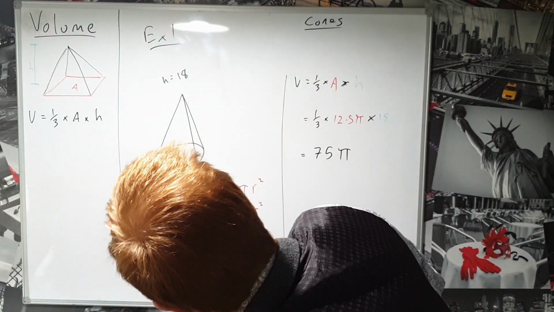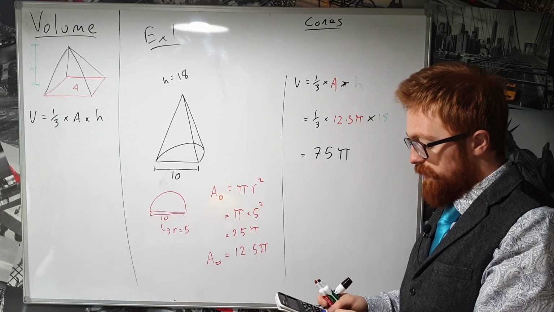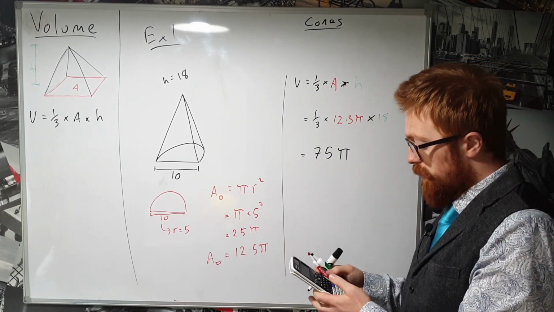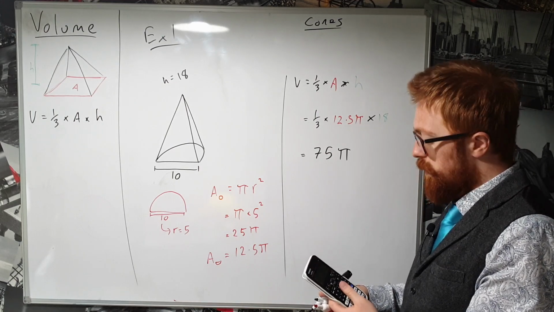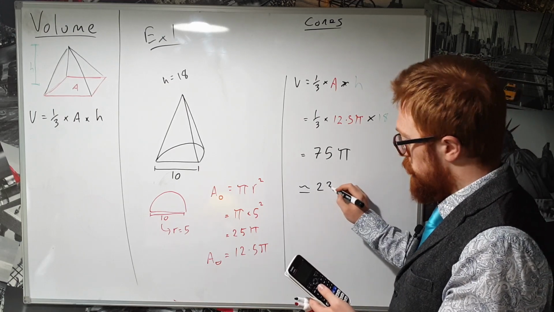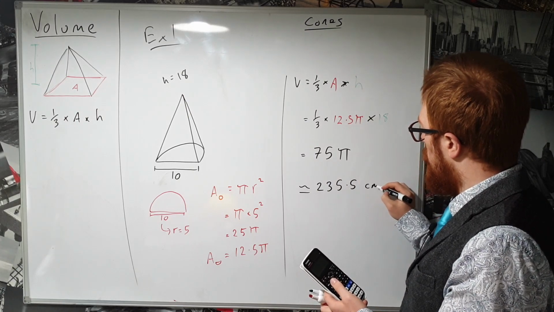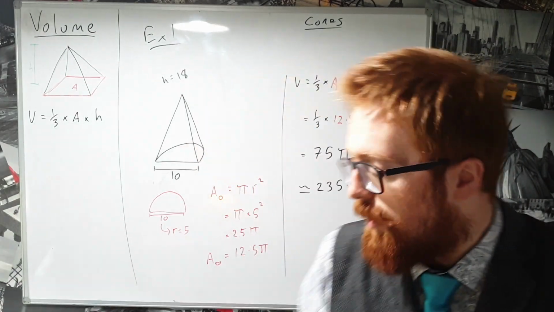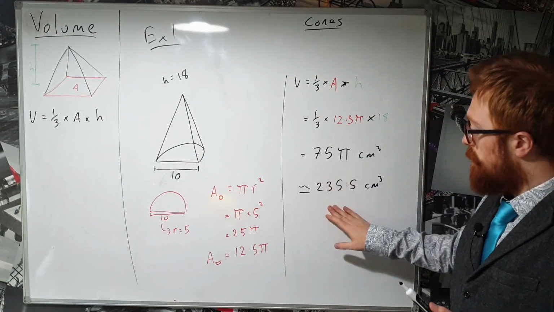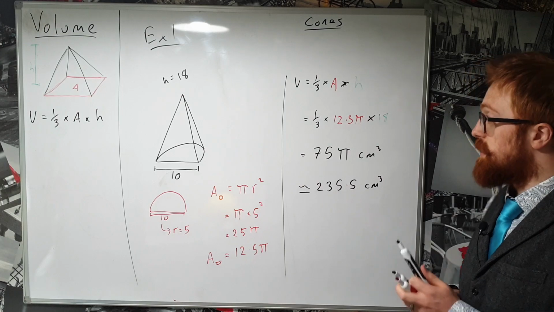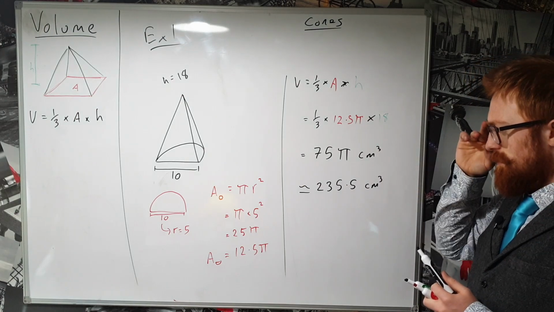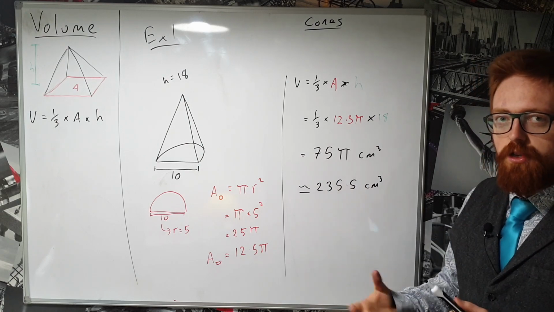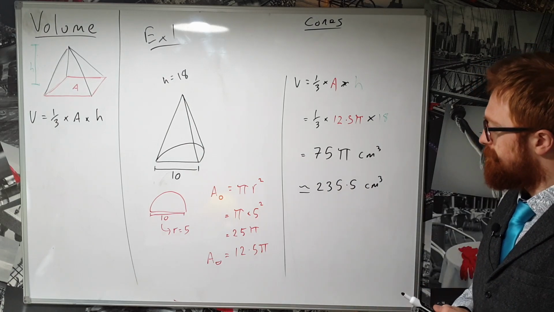And again, if you're asked to do this to decimal places, we'd then do 75 times by either the pi button on your calculator, or just 3.14, and that gives you approximately 235.5. There we go. So again, we've got an answer in terms of pi, and we've got an answer to 1 decimal place, an approximate answer. Either is fine. This one is more exact. This one is easier to intuit and see what it actually represents.